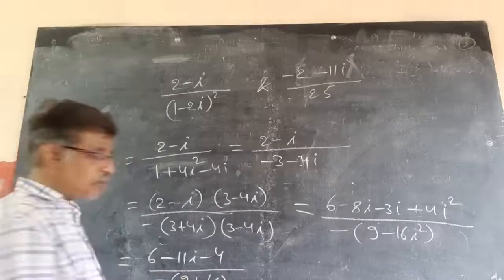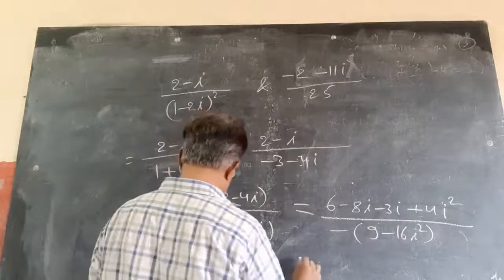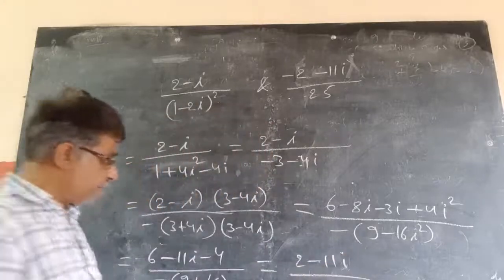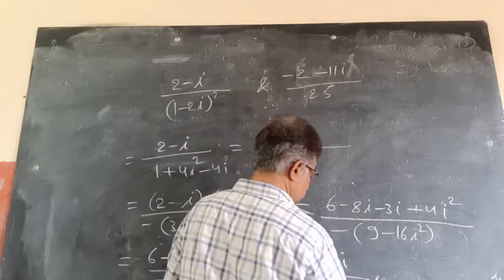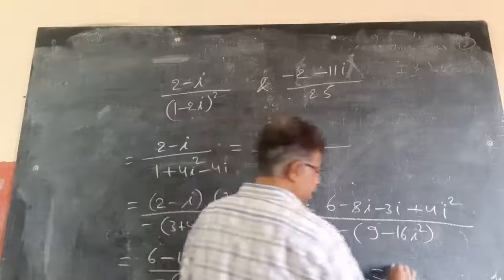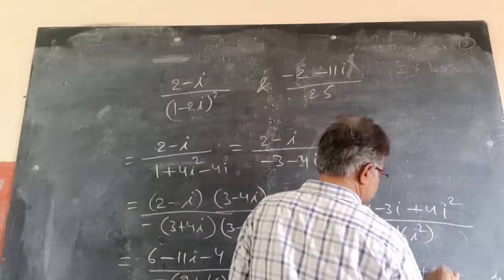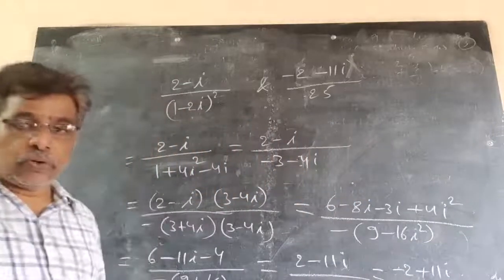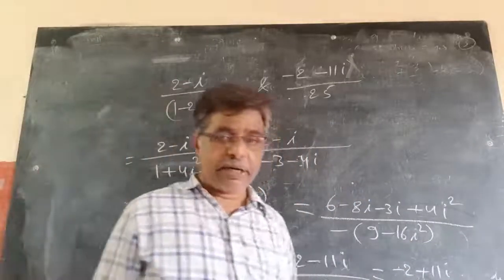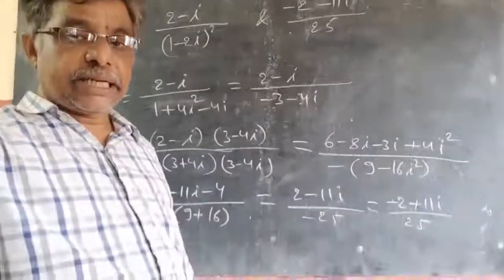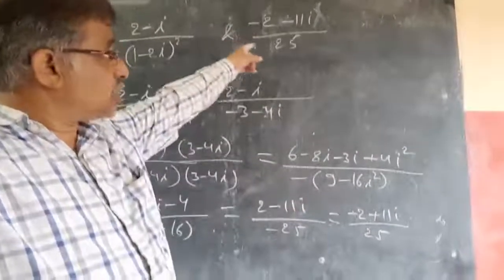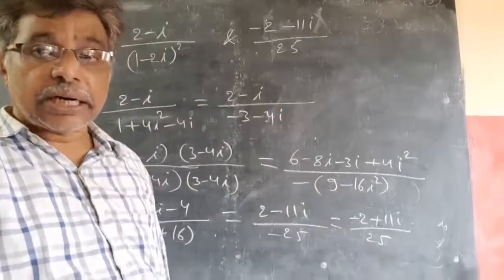So this is equal to 6 minus 4, 2 minus 11i, by 25. Taking minus common, it becomes minus 2 plus 11i by 25, by 25. Minus 2 plus 11i by 25. So that is the conjugate of minus 2 minus 11i by 25, or not?